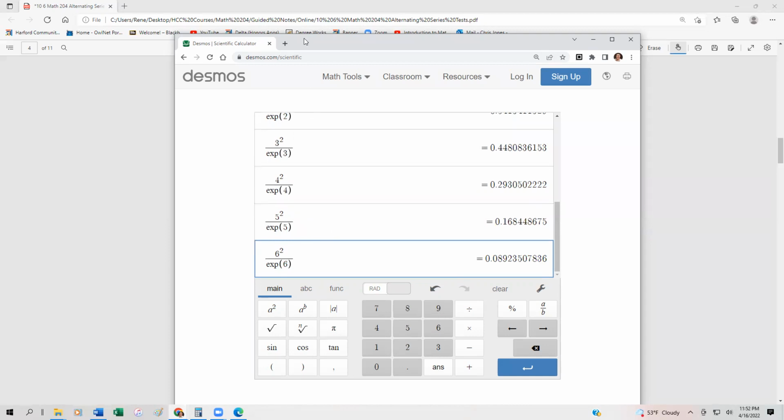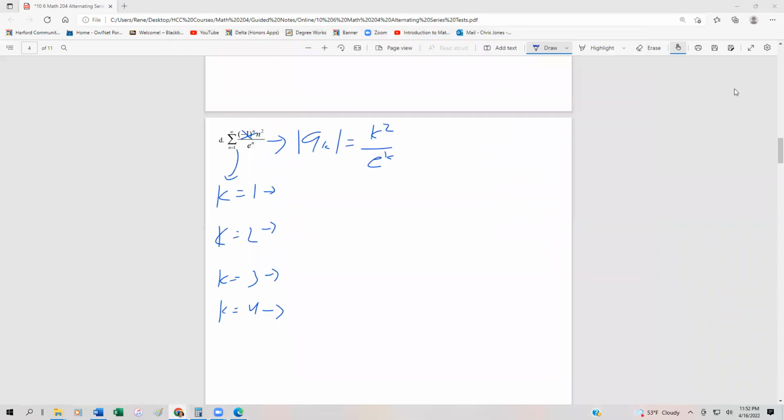be decreasing or non-increasing. All right, so for k equals 1, I'm just going to write out maybe the first 6 just to show. So we get 0.368, and then it goes up to 1.541, right? But then we have 0.448, and then we have 0.293, and k equals 5 and k equals 6. All right, so I got 0.168, and then for k equals 6, 0.089.